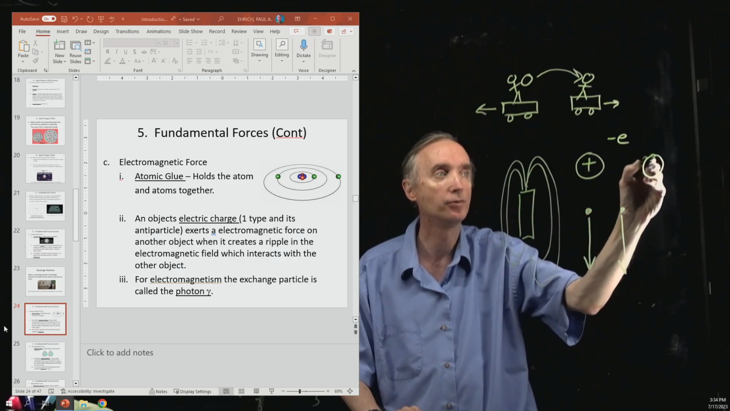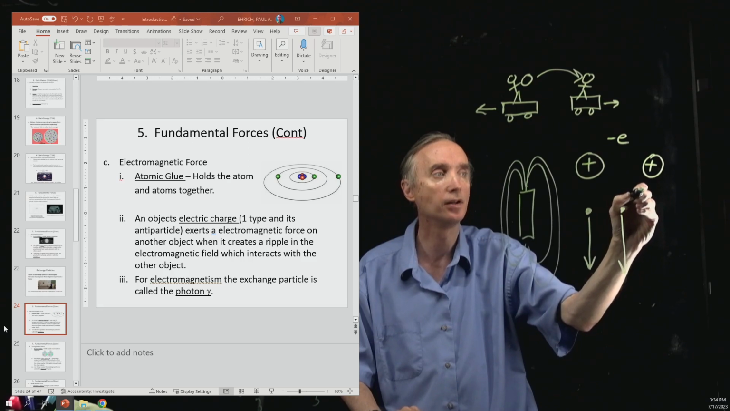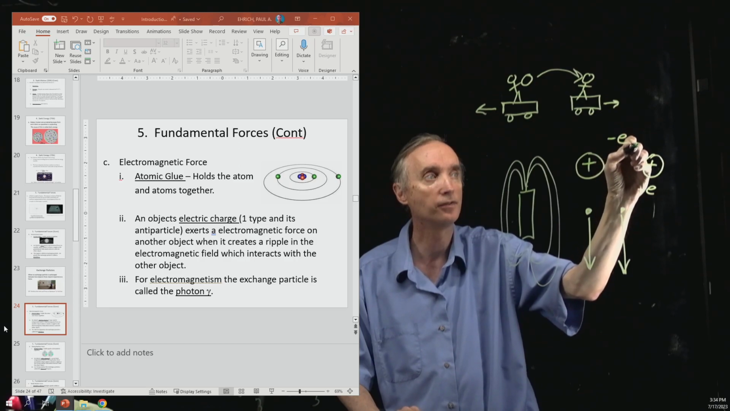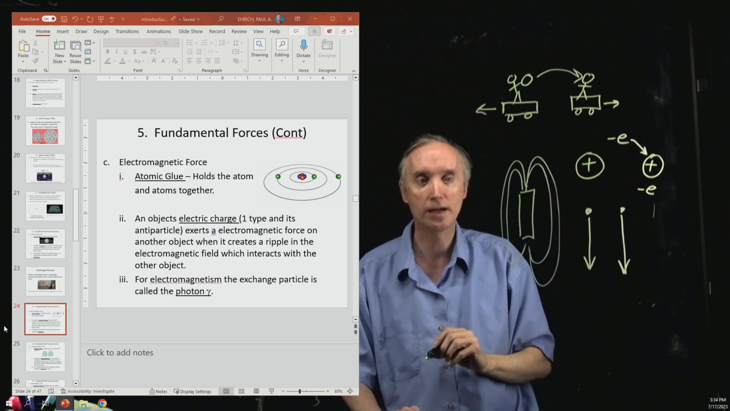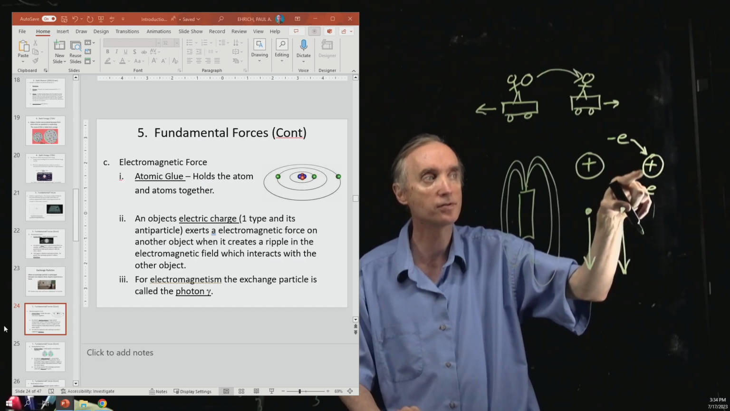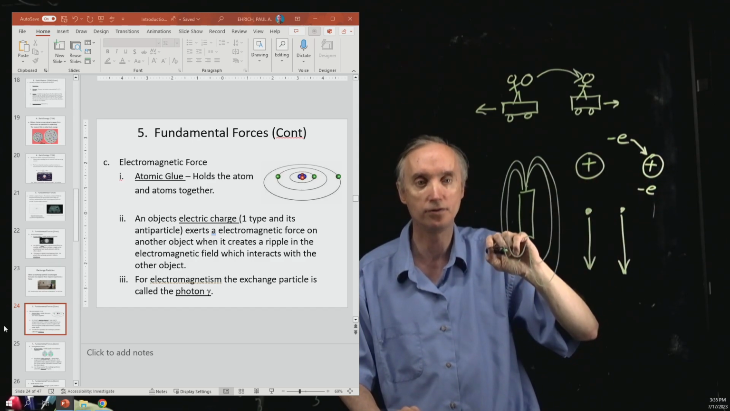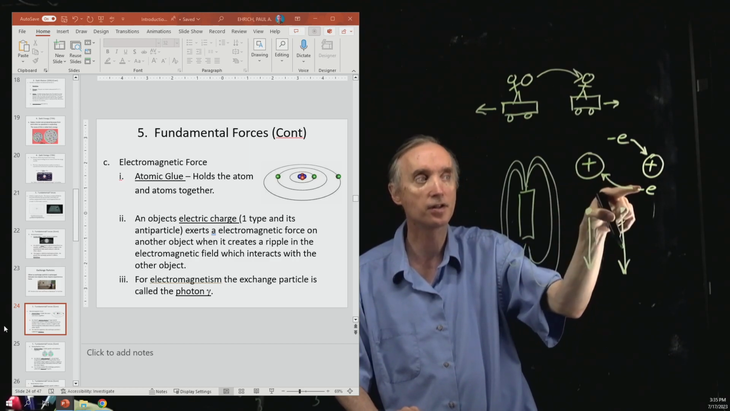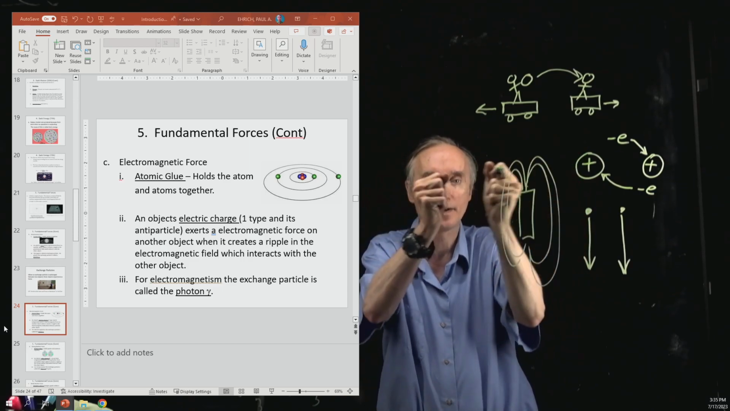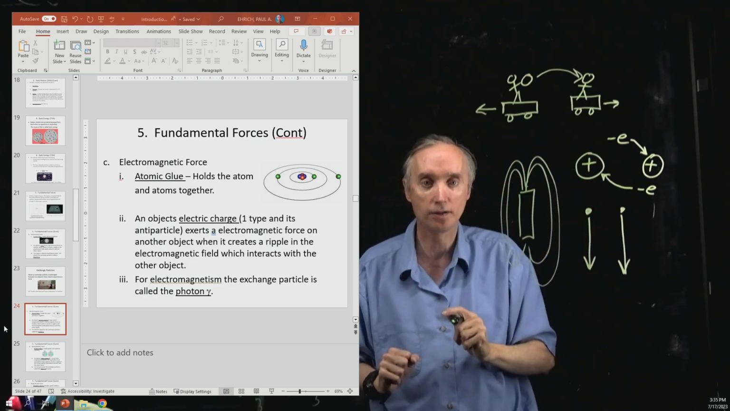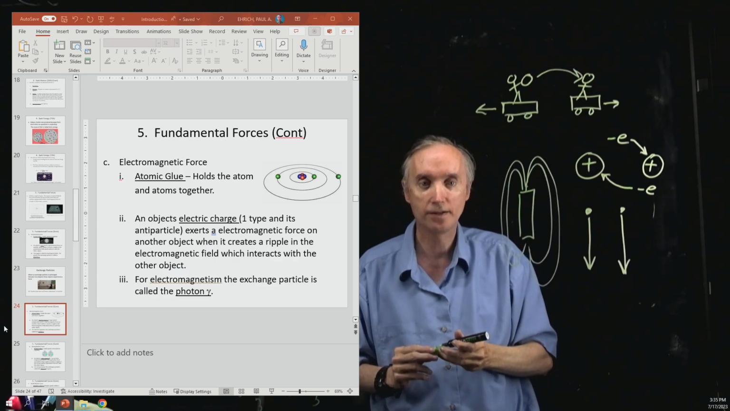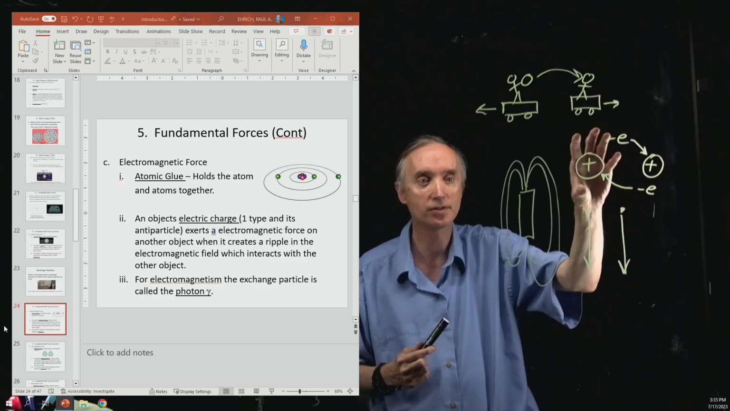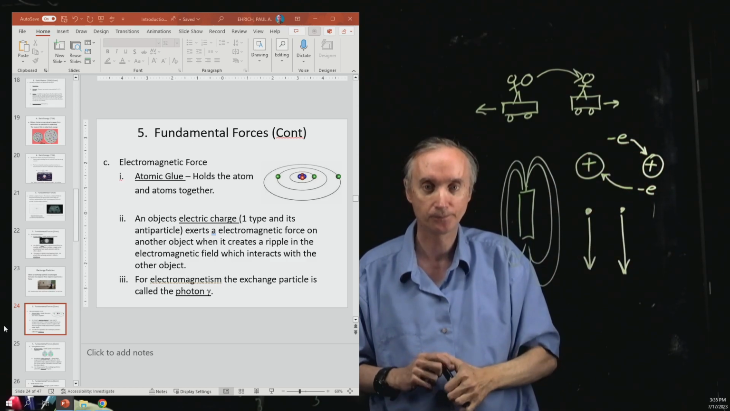If you've got another atom over here with its electrons, then this electron here is going to feel the electromagnetic force caused by this atom over here, and it's going to be attracted to it. And then this electron is going to feel this one over here, and it's going to be attracted to it. So the two atoms are going to come together to make a molecule. The electromagnetic force holds individual atoms together, but it can also glue atoms together to make a molecule.